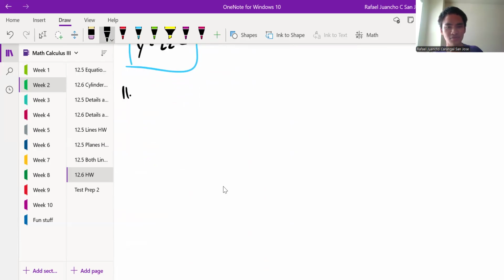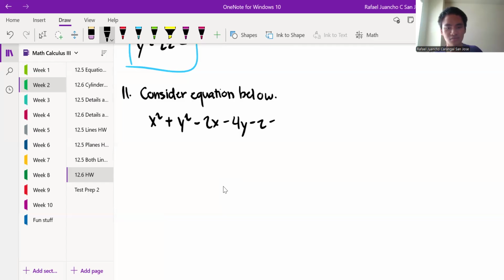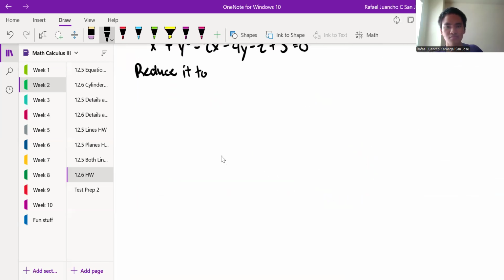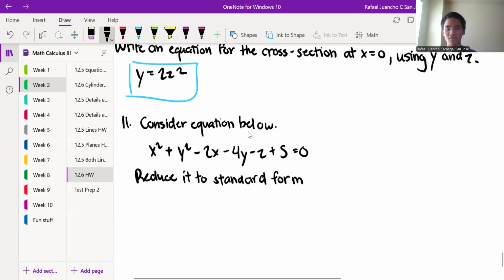Number 11. So again, we want to consider the equation below. And what is this? We have x squared plus y squared minus 2x minus 4y minus z plus 5 equals 0. And we want to again reduce it to standard form. So we can go with that previous strategy that we did, which was identifying what kind of equation this is, what kind of quadric surface.